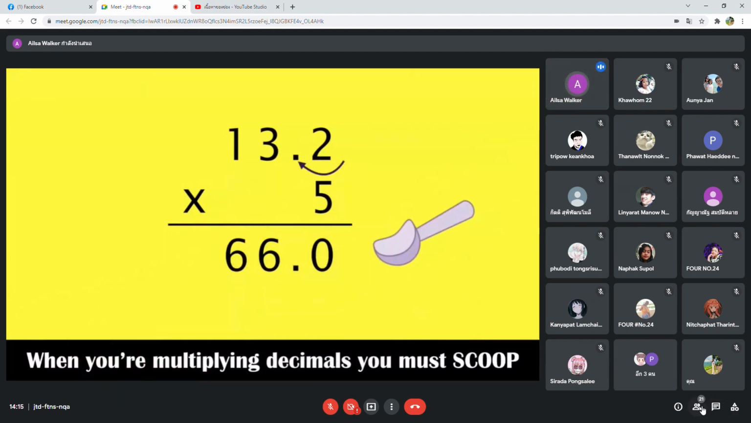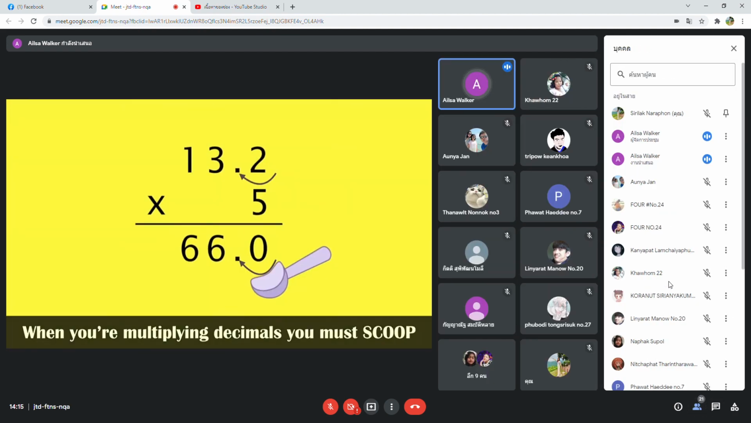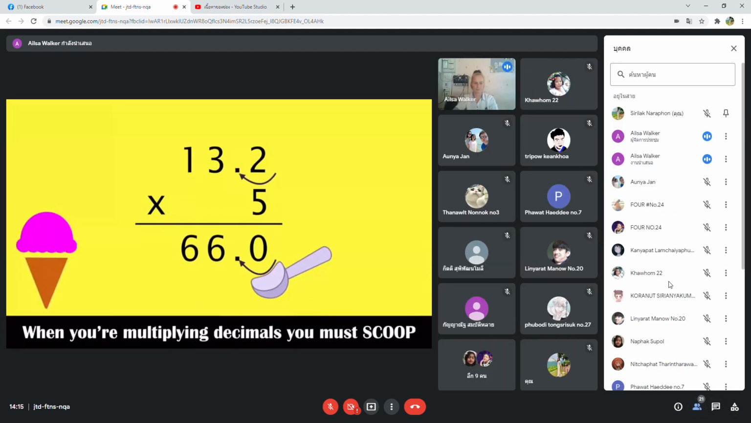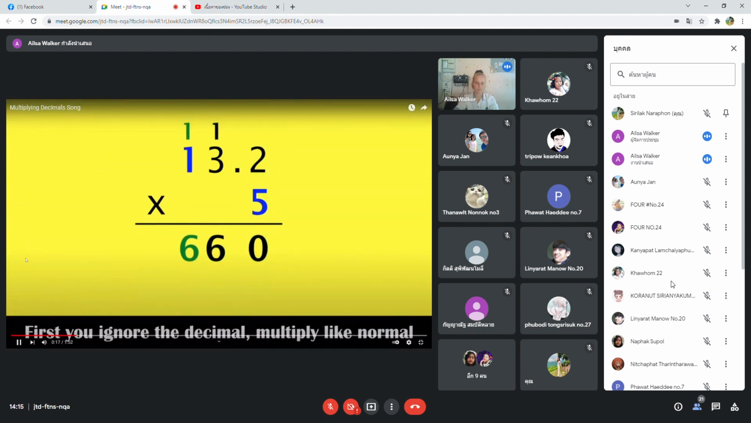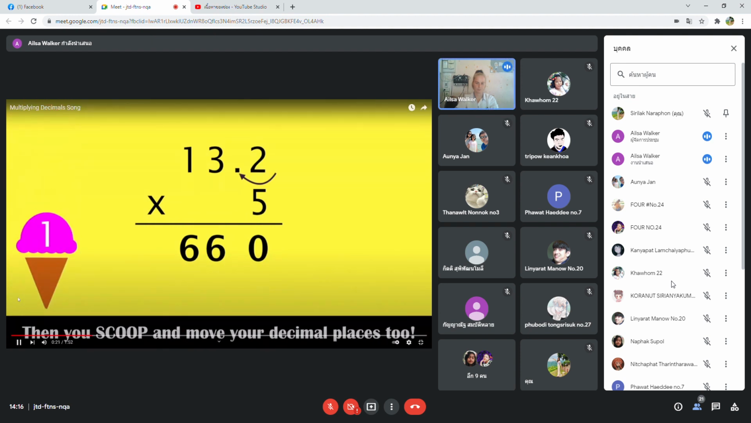When you're multiplying decimals, you must do. When you're multiplying decimals, you must do. Yes, well, first you ignore the decimal, multiply like normal, then you spin your decimal place too.